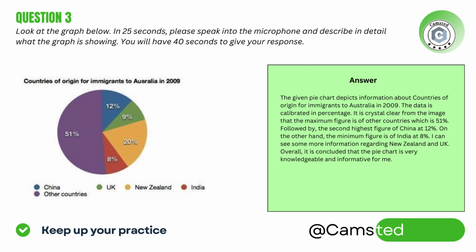On the other hand, the minimum figure is of India at 8%. I can see some more information regarding New Zealand and UK. Overall, it is concluded that the pie chart is very knowledgeable and informative for me.